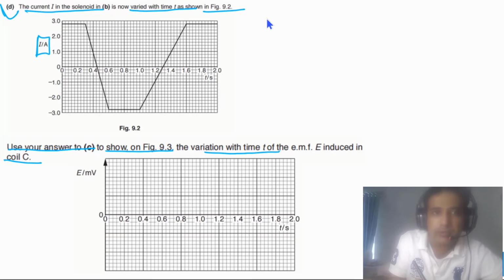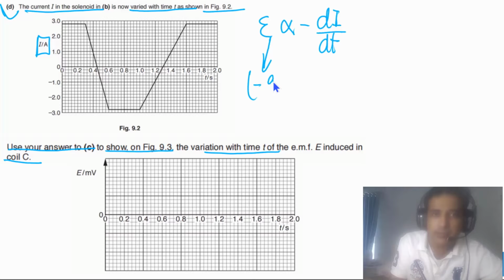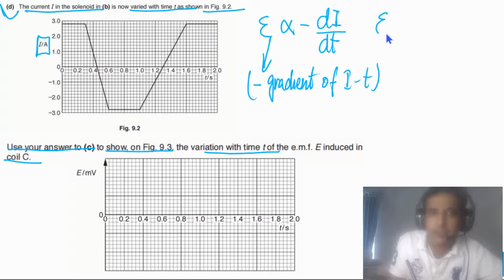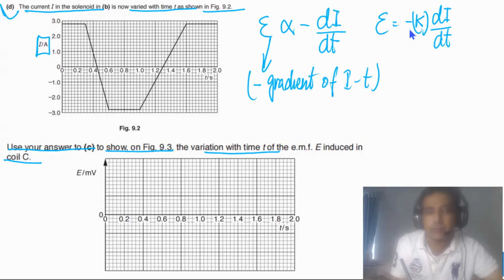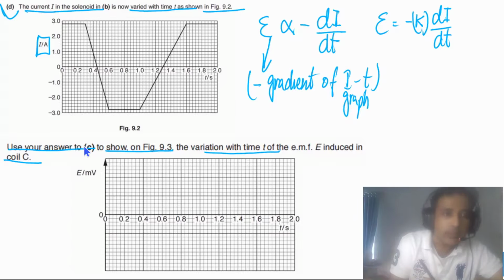And we have already discussed that EMF is proportional to minus dI by dt. Simply, EMF represents the negative gradient of the I-t graph, or we can say EMF is equal to a negative constant times dI by dt. So EMF is proportional to the negative gradient of the I-t graph. So this is our main concept. But for this question we have to use our answer from C.